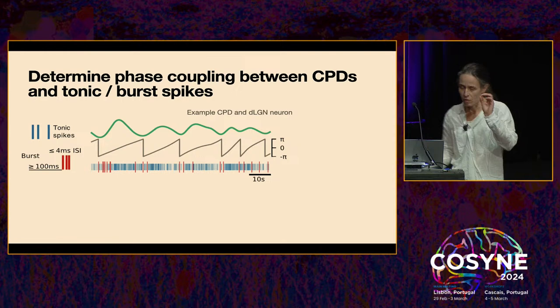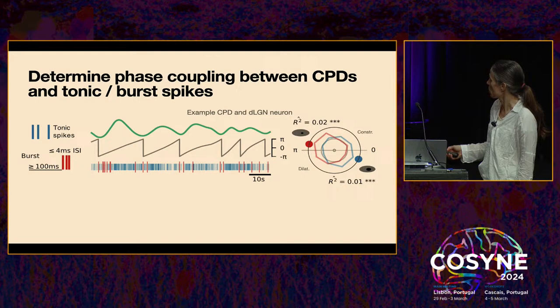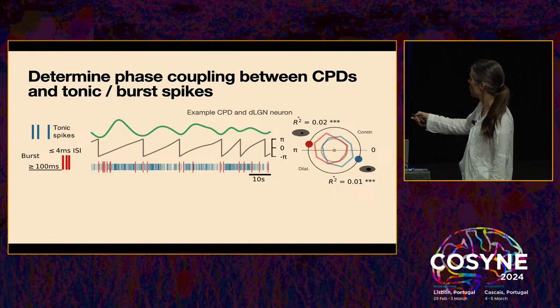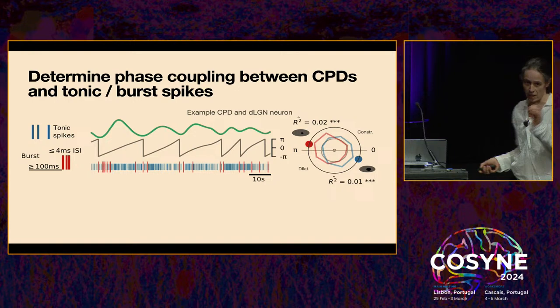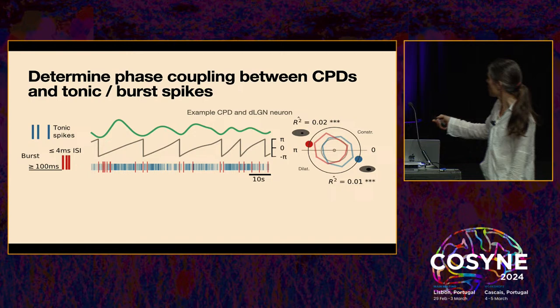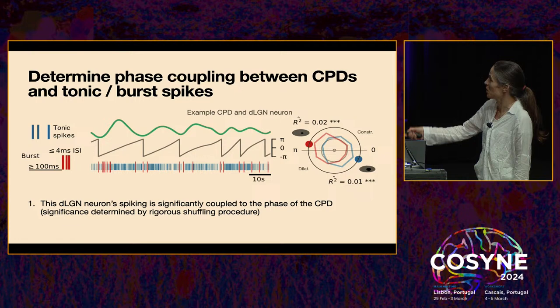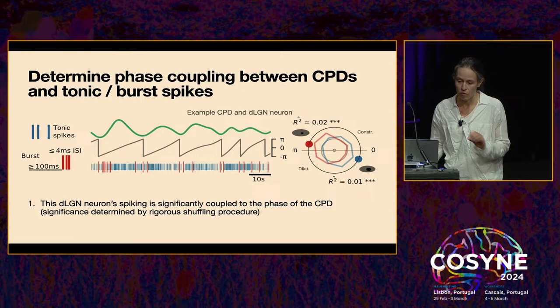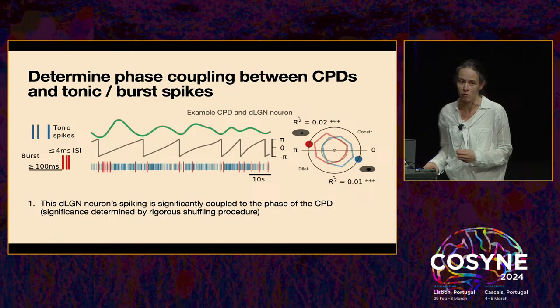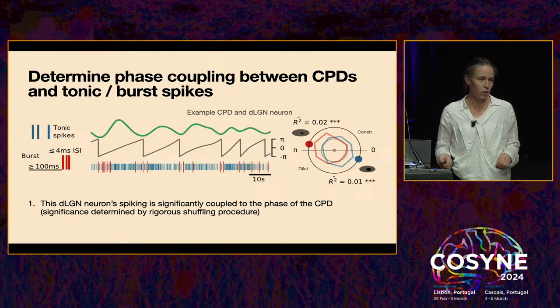In particular, when we collect the phases of this signal at each time of the spike, we can construct so-called phase tuning curves, where you have these polar tuning curves. The deviation from a uniform distribution, so from a circle, indicates the strength of the tuning. The dots indicate the preferred phase, and the stars here denote the significance. What we find here is that this LGN neuron's spiking activity, maybe like you would have inferred from these spike trains, is significantly coupled to the phase of this component of pupil dynamics. We tested very rigorously for this significance by having a shuffling procedure that takes into account the short-term autocorrelation of the signal.